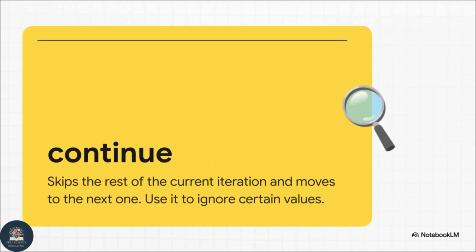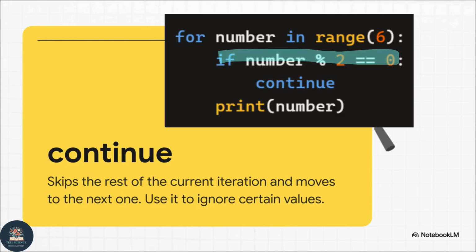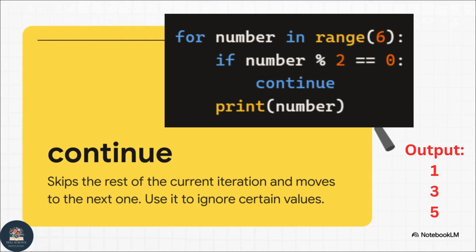Now, continue is a lot less dramatic. It doesn't kill the whole loop. Here, our condition is checking if the number is even. When it is even, continue just says, hey, skip the rest of the code for this round and jump straight to the next number. And that's exactly why only the odd numbers end up getting printed.